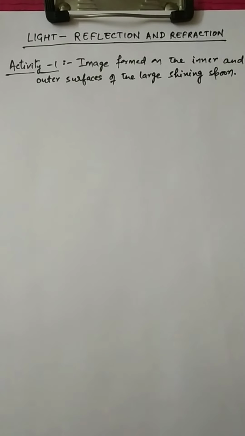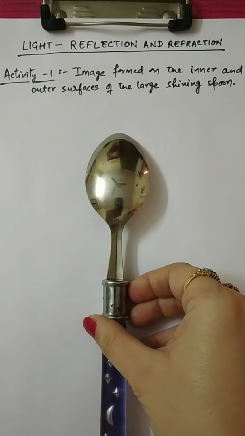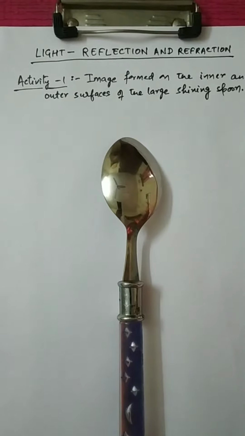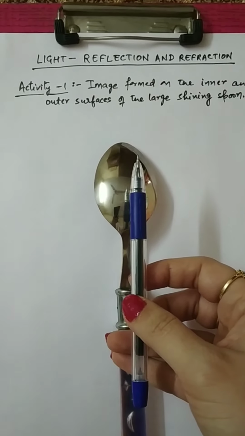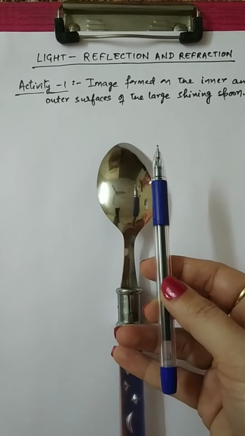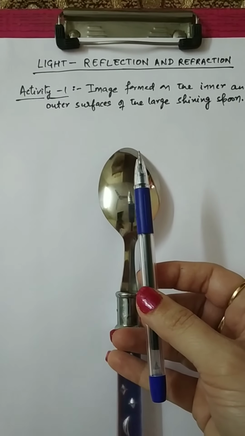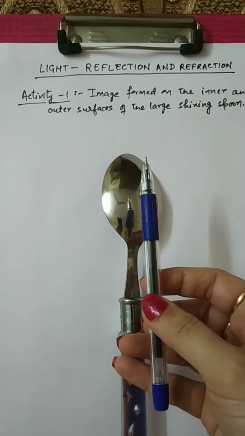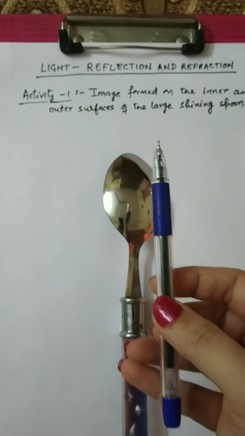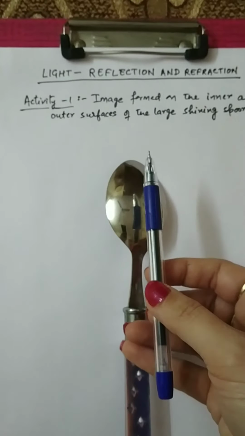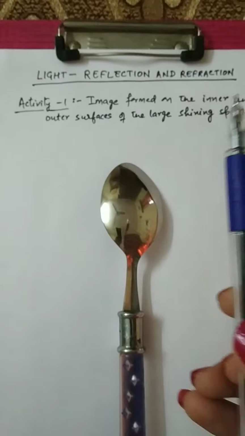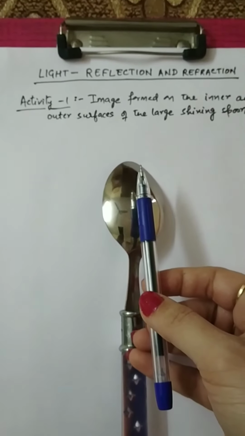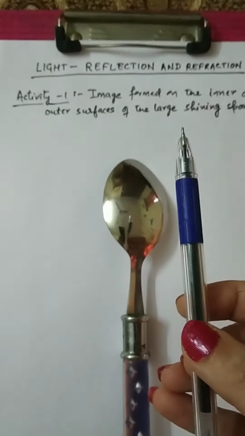Let's first see the image of the pen from the surface of the spoon that bulges outward. We can see the image of the pen in the spoon. The image of the pen formed is virtual, erect and smaller in size. When we move the pen from the spoon, the image is still virtual, erect and smaller in size. When we change the distance of the pen from the spoon, we can see the virtual and erect image. It is still virtual and erect, but its size goes smaller and smaller.